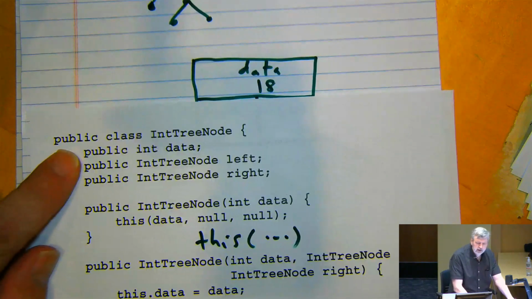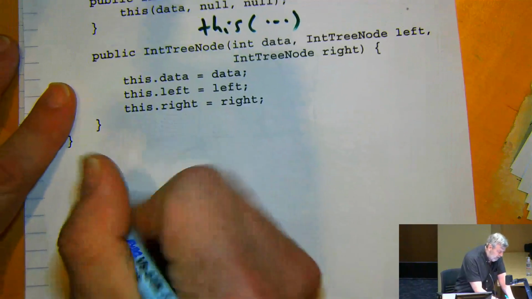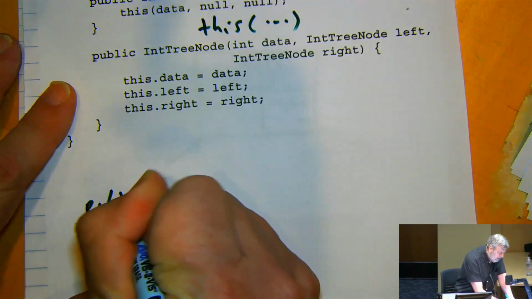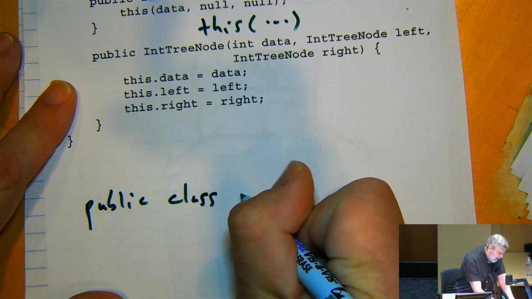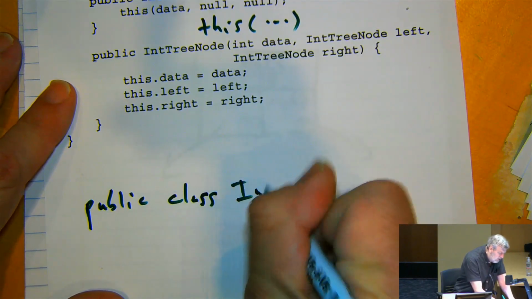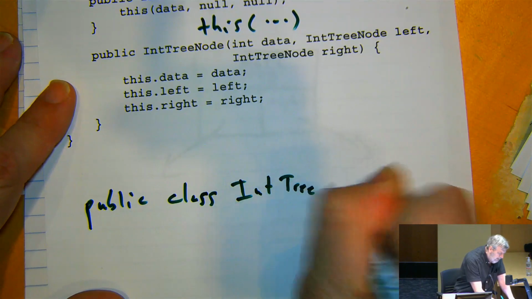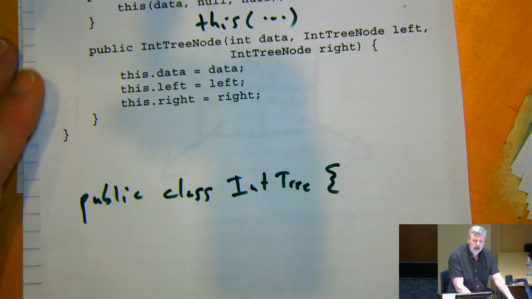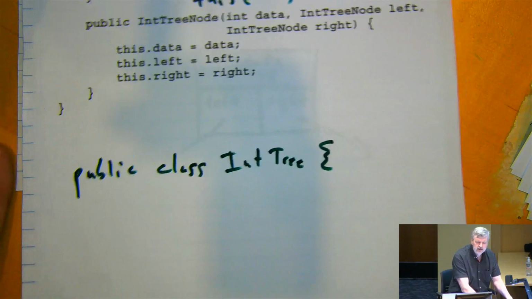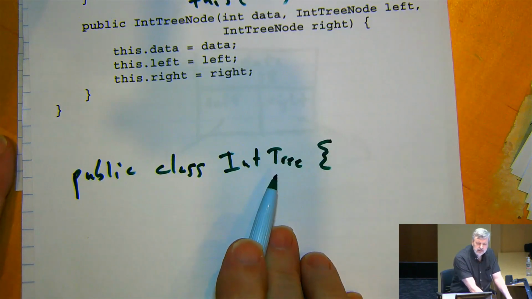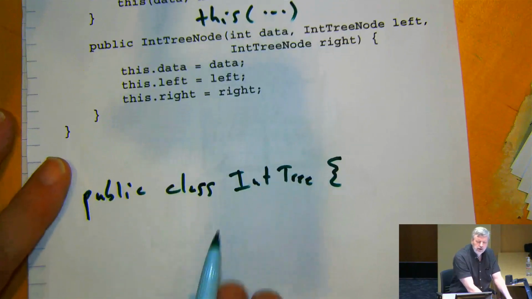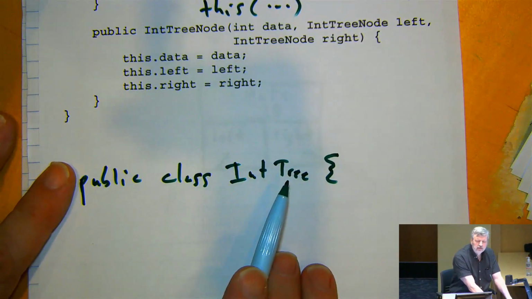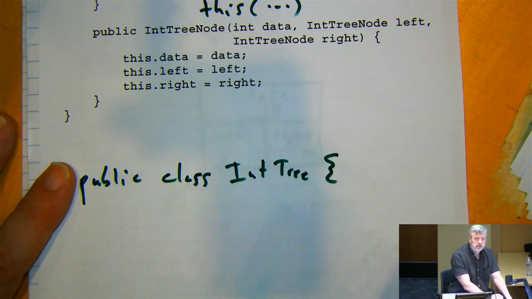And the public fields, again, that's a dangerous thing. We don't like that in general. But that's because what we're going to do is have a public class that I'm going to call int tree. This is the class that a client is going to have access to. The int tree class will manipulate nodes, but we're going to make sure that a client of int tree never sees a node.